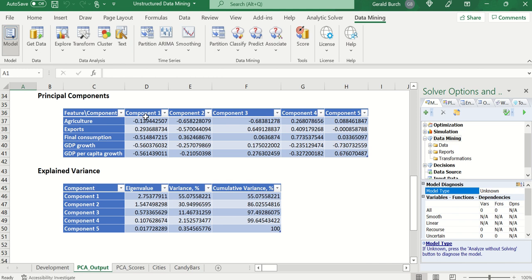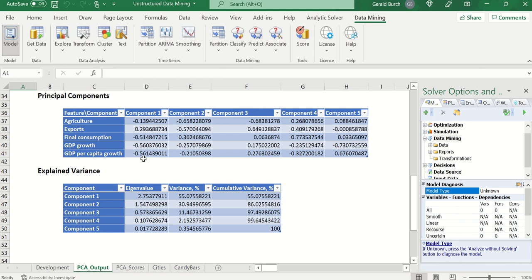It says on principal component 1 that if I were doing a relationship, like with my regression analysis, I am looking at y equals some beta value for agriculture, a beta value for exports, all the way through to the very end. And then it says here's the weight associated with each of these. So with component 1, the highest value is for the GDP per capita growth. And whenever I say highest, even though it's a negative value here, it's the highest in magnitude.